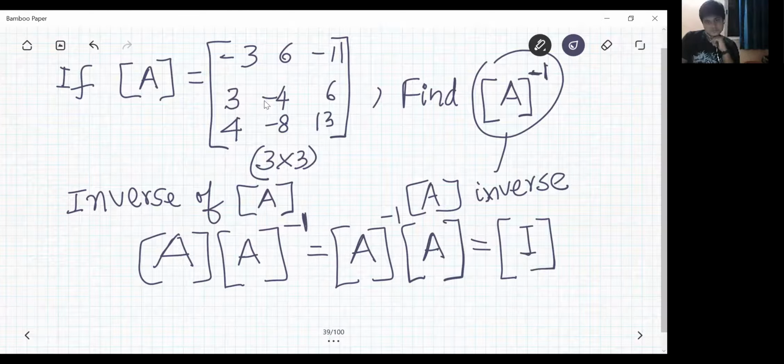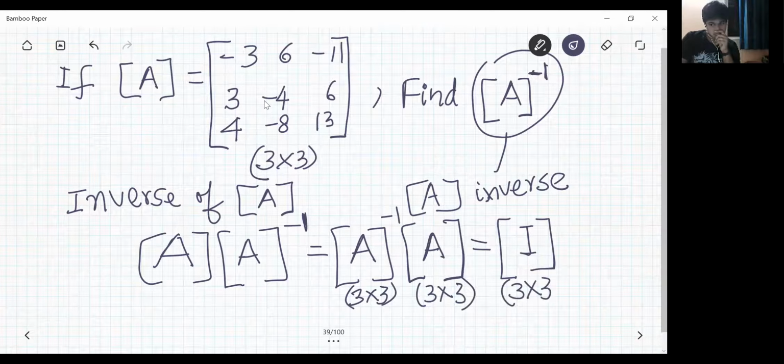So if this is 3 by 3, this is also 3 by 3. So the size of this is also 3 by 3. See, because these two numbers are the same, we can do the multiplication. The remaining numbers here, this 3 by 3, give the result. And A into A inverse or A inverse into A, if you multiply, you will always get I.